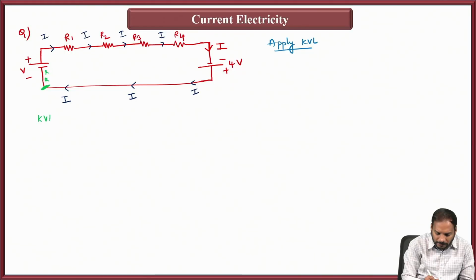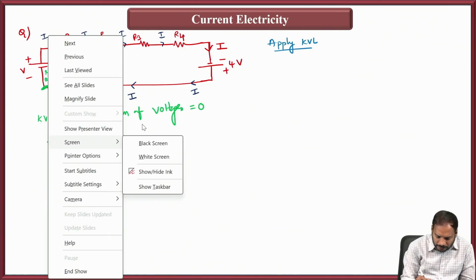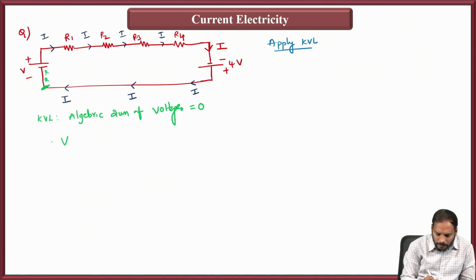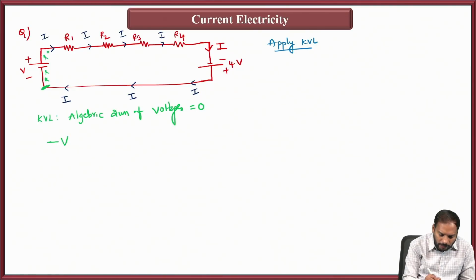So what KVL is saying is that the algebraic sum of voltages in a loop is equal to 0. Now I'm walking like this. First of all, I am touching the negative terminal of the battery, which means minus V I need to consider. Then I walk like this, like this, like this.